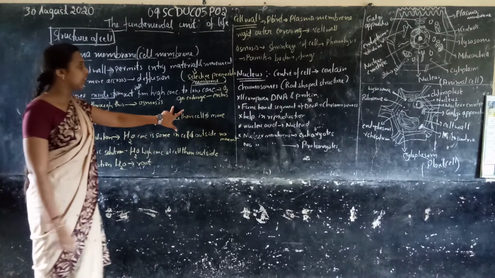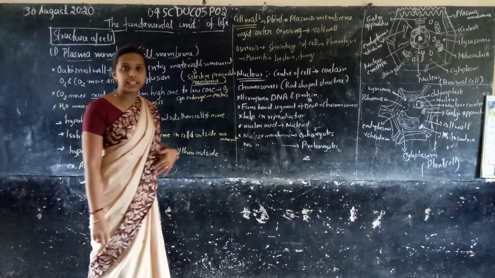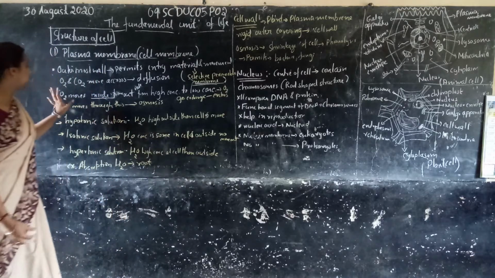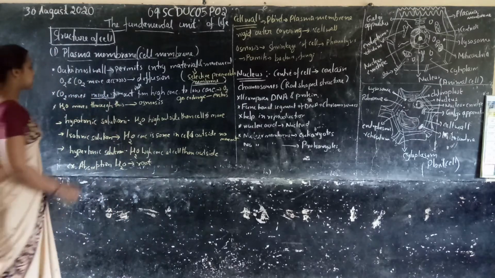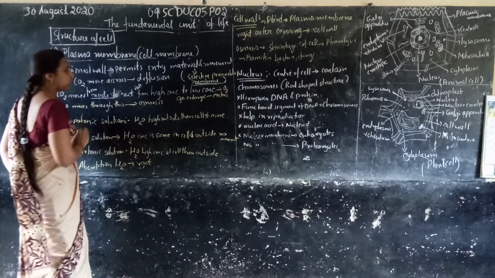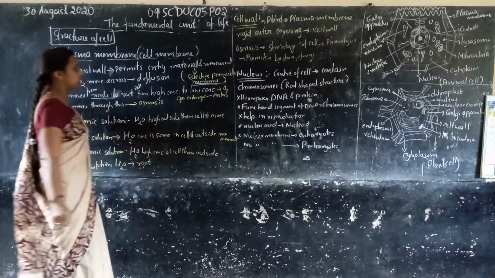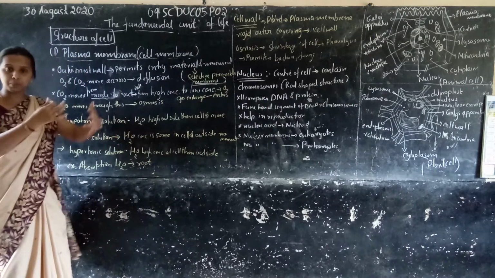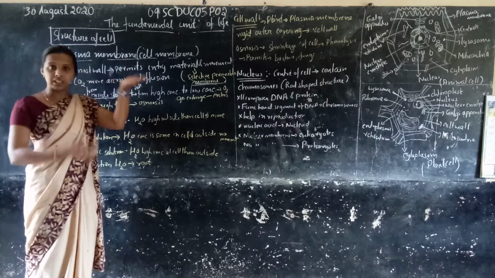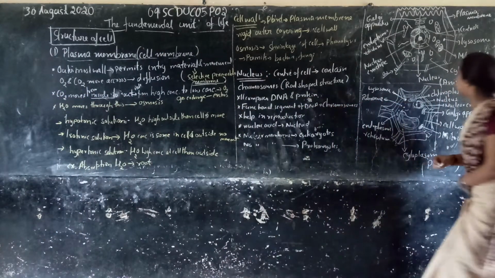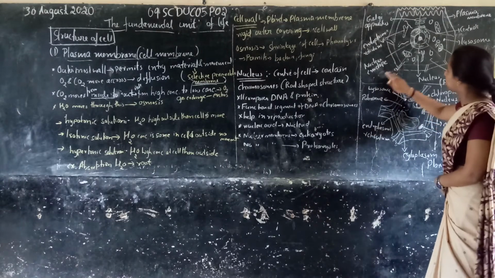The oxygen enters from the outside. If carbon dioxide moves from inside to out of the cell, so when the high concentration of carbon dioxide is reached... Wait, I will explain it properly. So you have no doubt, I think.